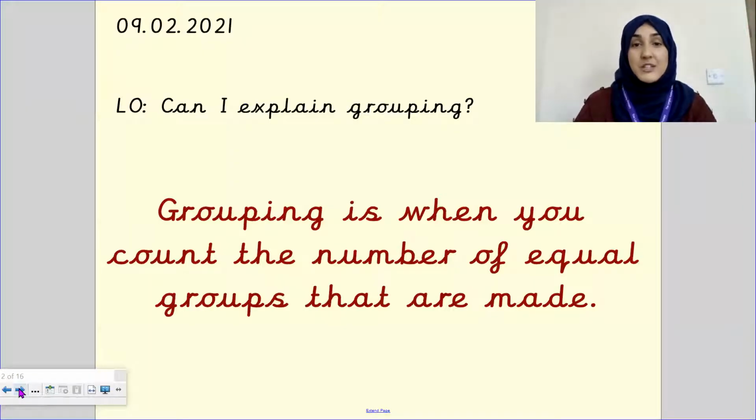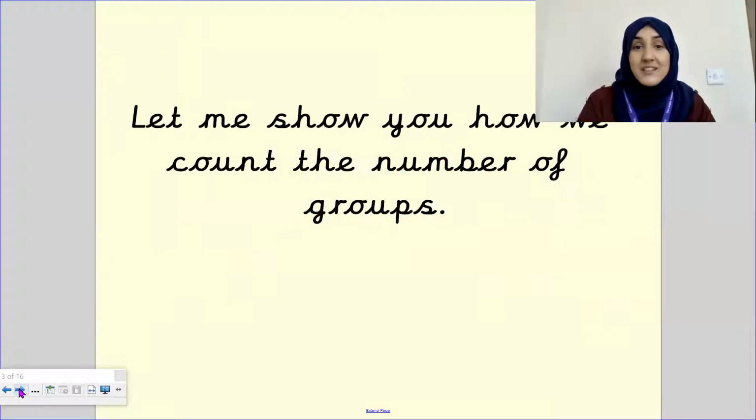Okay, our learning objective today is, can I explain grouping? Well done. Grouping is when you count the number of equal groups that are made. Just like when we did making equal groups, very similar to that lesson, okay? So we should be experts on this because we have already had a lesson on making equal groups, and I checked Tapestry and you guys did amazingly. So well done, Maris class.